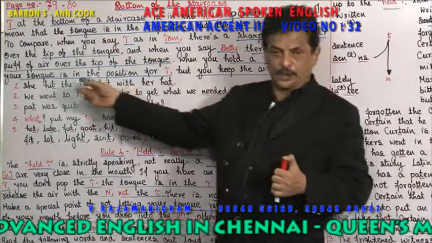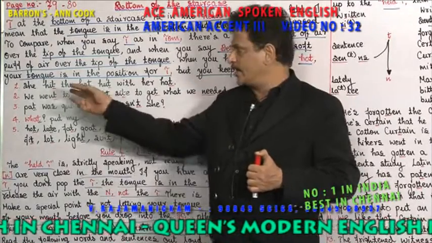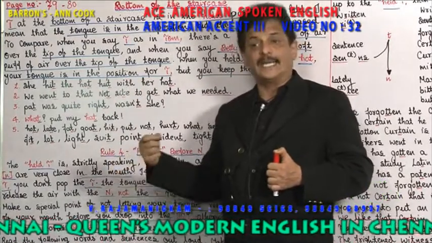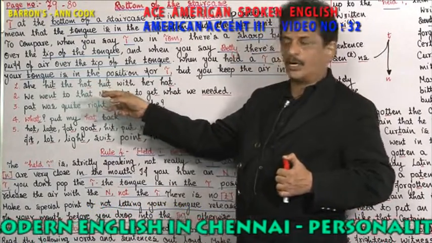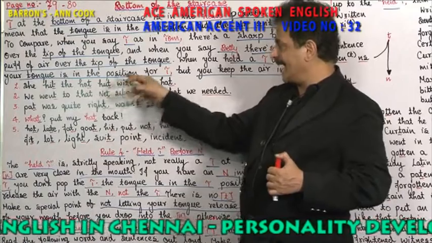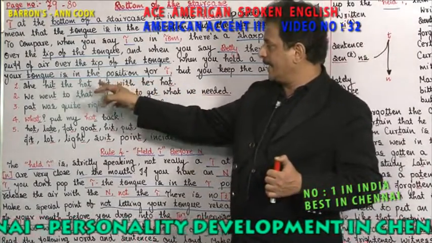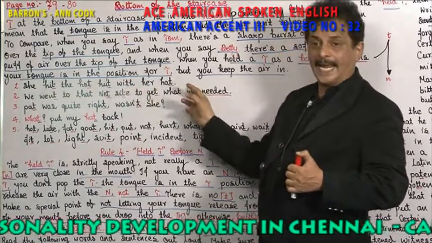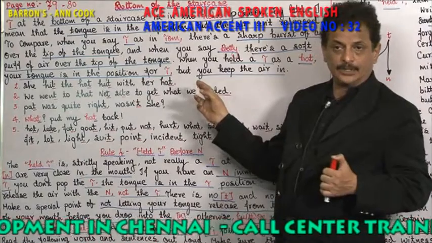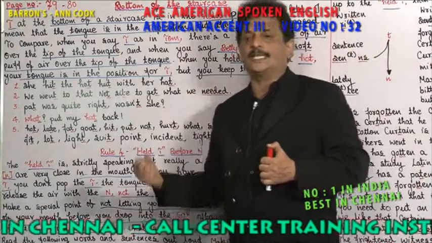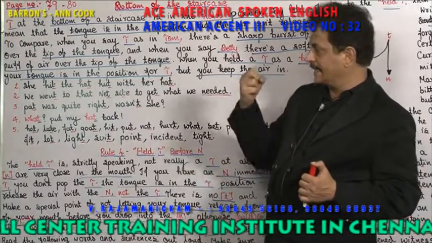See, for example, she. S-H-E, she. H-I-T, hit. You don't say hit with a burst. She hit the hot hut with her hat. She hit the hot hut with her hat. You don't say hat with a burst. So, T at the end of the word, it is kept inside, it is held.